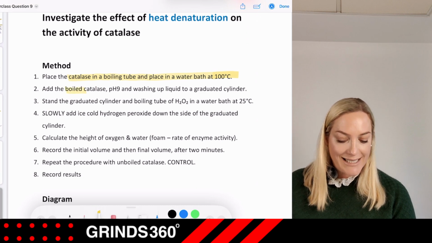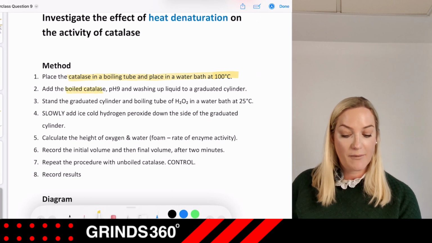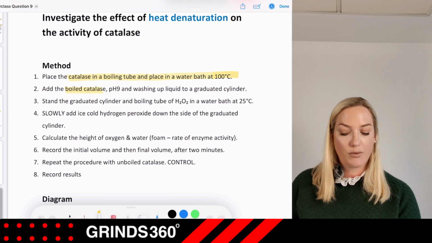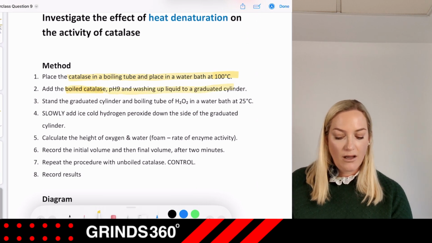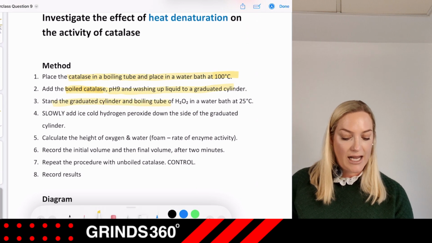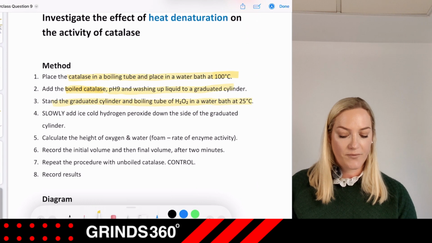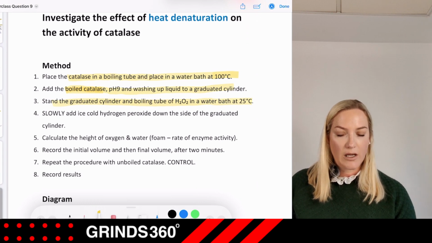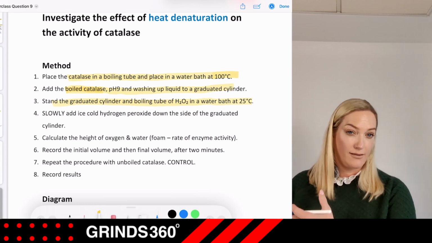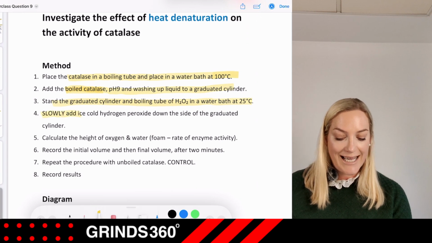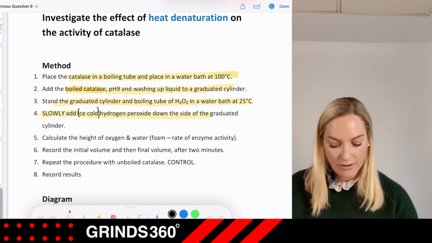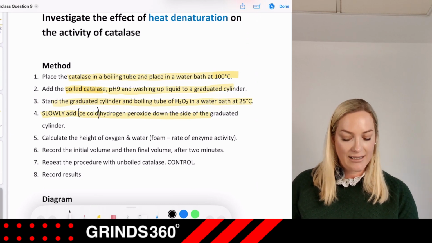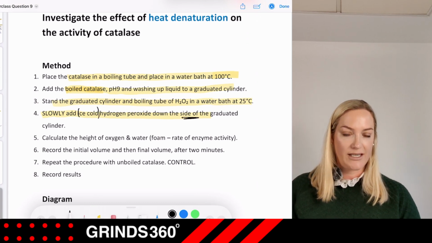Add the boiled catalase, because our experiment is to investigate the effect of heat denaturation. Add your boiled catalase, your pH 9, and washing up liquid to your graduated cylinder. Stand your graduated cylinder and your boiling tube of hydrogen peroxide in a water bath at 25 degrees. When your hydrogen peroxide comes up to 25 degrees, because it's come from the fridge, ice cold, you slowly add the hydrogen peroxide down the side of the graduated cylinder.